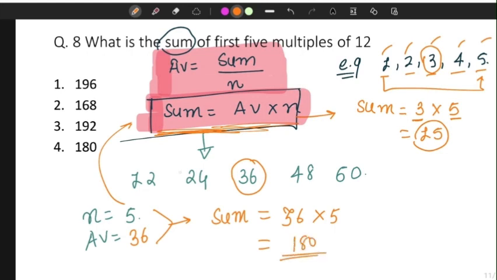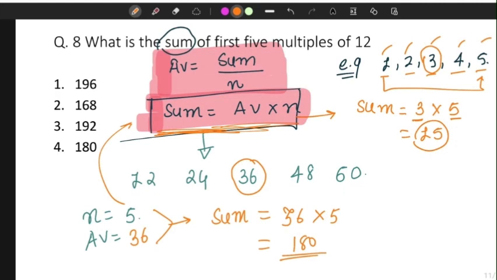Instead of adding all these, that is 12 plus 24 plus 36 plus 48 plus 60, you can simply take the middle number as an average and multiply it by the total numbers, and I'll get the summation. Got it? I hope you have got this question. Okay, please make a note of it. Whatever tricks and tips I'm sharing with you, you can make a note of it.